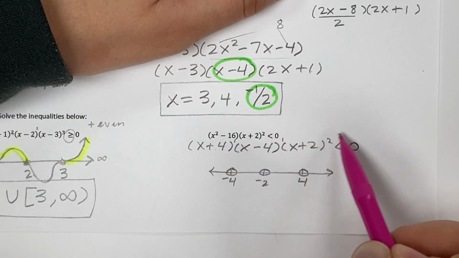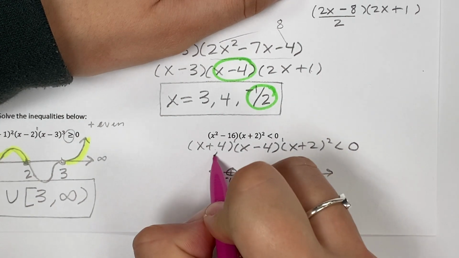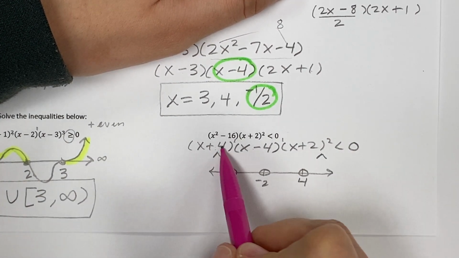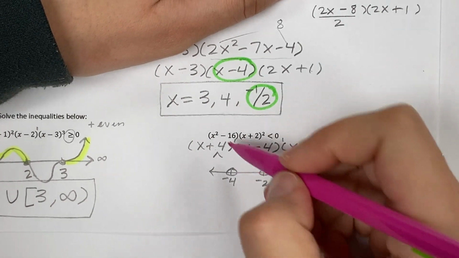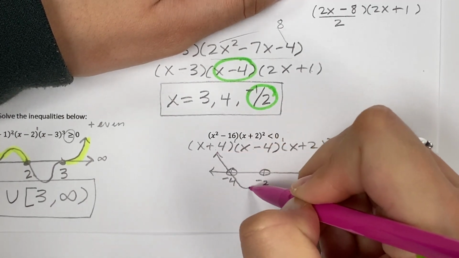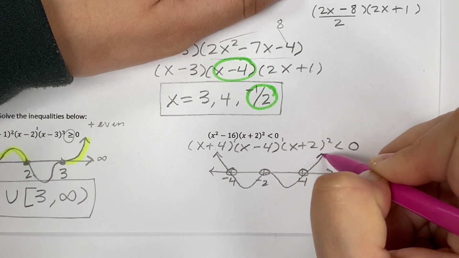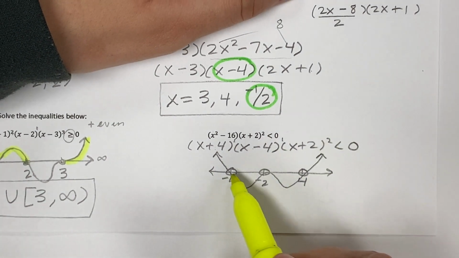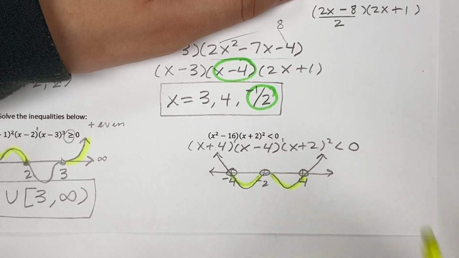Multiplicity is 1, 2, 3, 4. That's even. It's positive, so up and up. Both 4s we go straight through, but on the 2 we're gonna bounce. So straight through, bounce, straight through. On this one, we're highlighting where it's less than 0, so below the line.